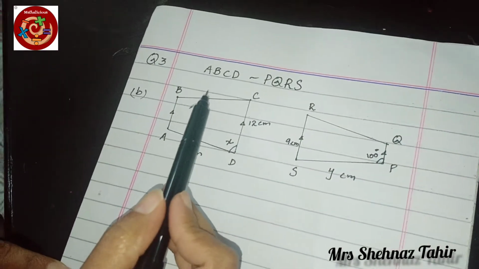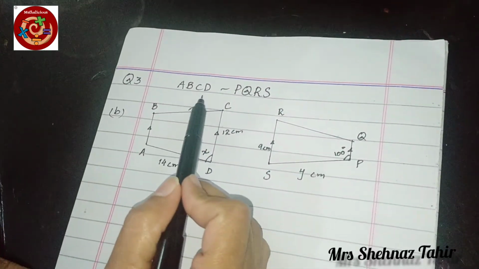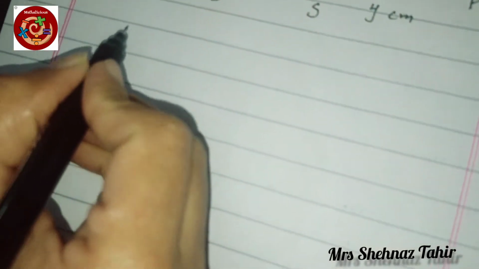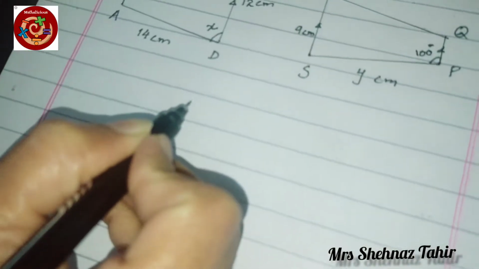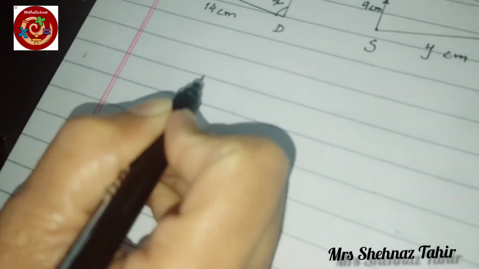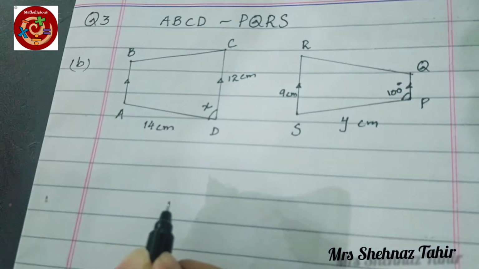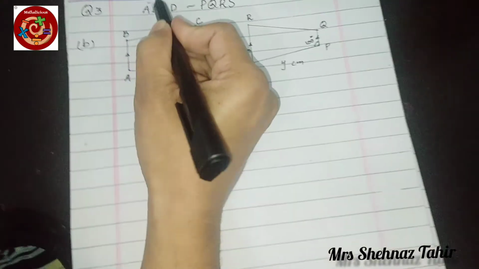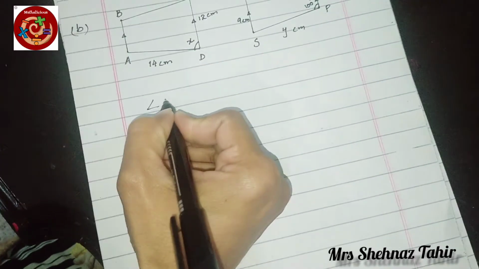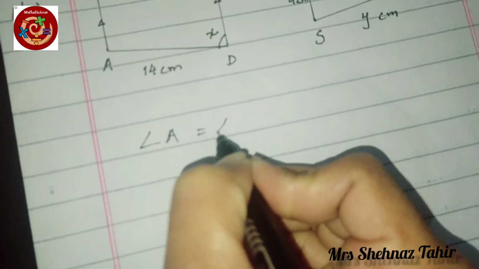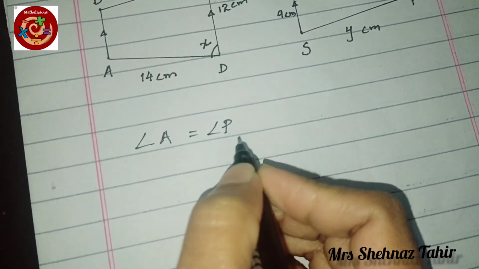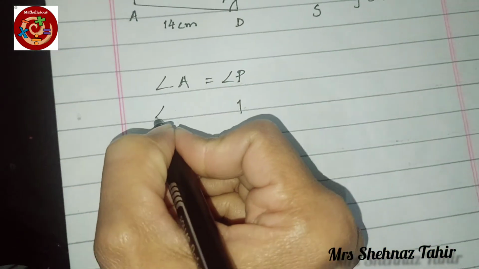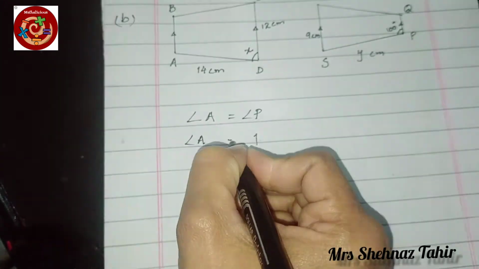In the question it is given that quadrilateral ABCD is similar to quadrilateral PQRS. In similarity we know that corresponding angles are equal and corresponding sides are proportional. It means they increase or decrease with the same ratio. So angle A is equal to angle P, and we know that angle P is equal to 100 degrees as it is given in the question. So angle A is equal to 100 degrees.